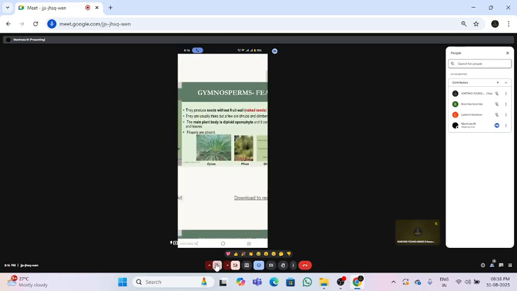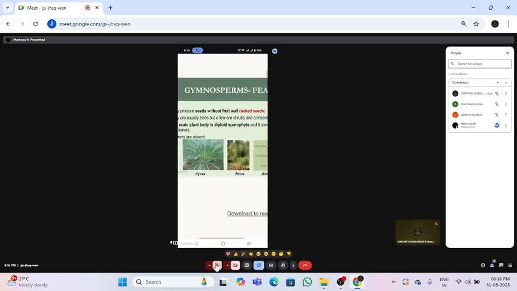The seed formation basis started from the pteridophytes only. But here in gymnosperms the seeds are present as naked seeds. They are not covered by any fruit wall. The seeds are without a fruit wall, so they are naked seeds or open seeded plants.